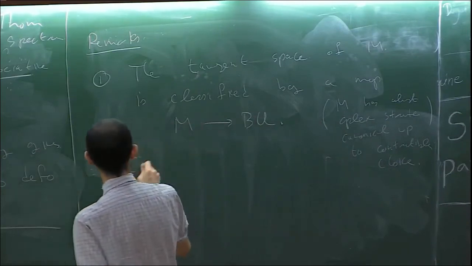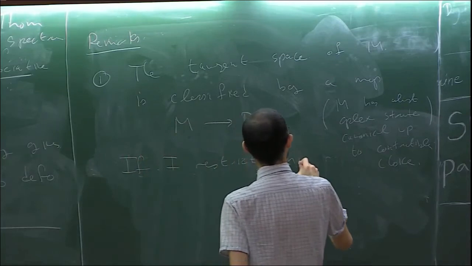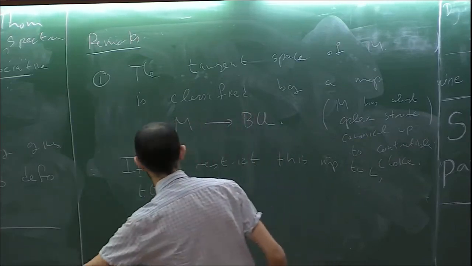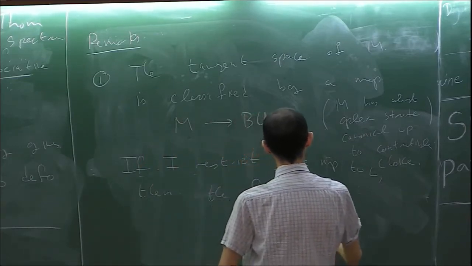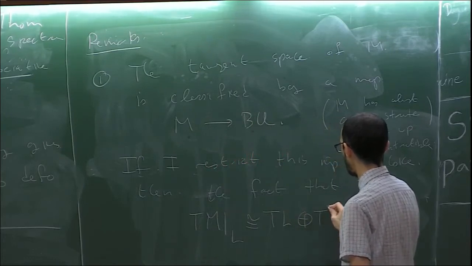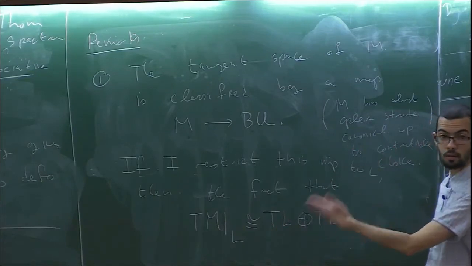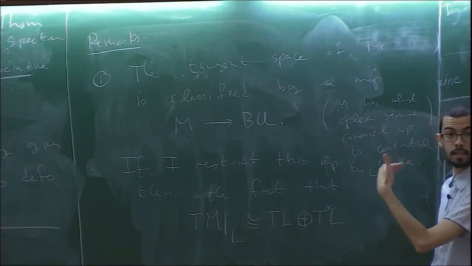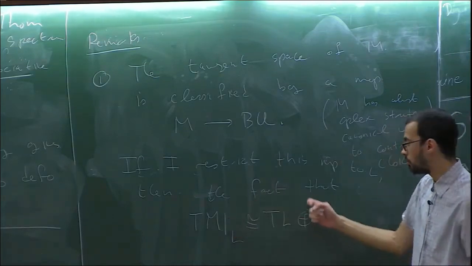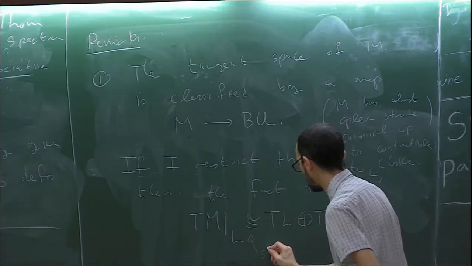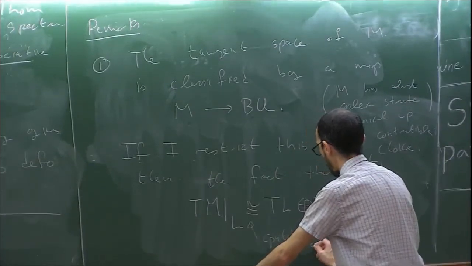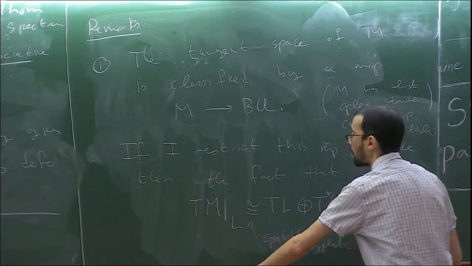If I restrict this map to L, then I know that the tangent space of M restricted to L is isomorphic to the tangent space of L direct sum the dual. This is a statement from symplectic geometry. If you have a Lagrangian inside a symplectic vector space, then you can write your symplectic vector space as that Lagrangian subspace direct sum its dual. And this is just the analog for Lagrangian submanifolds. This splitting is compatible with the symplectic form. What that means is that we have a lift.